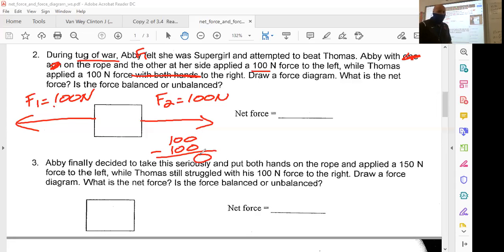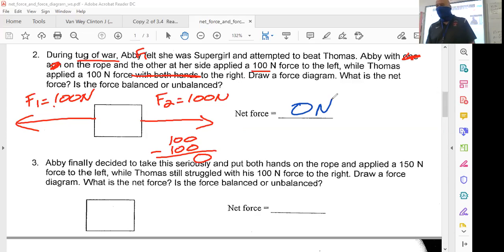Now, if Abby had, let me use a different color. If Abby had pulled this way, and they both pulled, if F1 had pulled this way, then they would add together. But that's not what happened, okay? What happened was they pulled opposites. Because they're opposites, opposites subtract. So 100 minus 100 equals 0 newtons. 0 newtons of force.